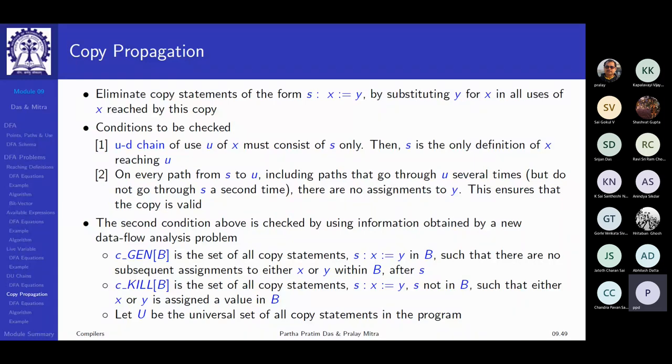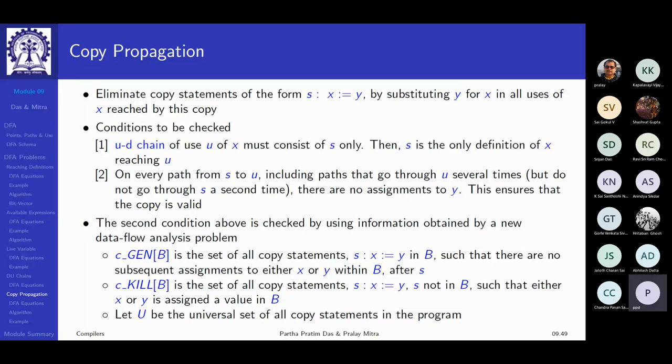So two things which are quite obvious. One is that where I'm replacing, this must be the only definition, so that I can say that X is indeed replaceable by Y. And second is, coming from this copy to the place where it is used and to be replaced, on that path, Y cannot be redefined. So there must not be any assignment to Y. Only then the copy is valid. So these are the conditions to check. Now, the first one we have seen how to do. For the second one, that Y is not assigned, we formulate another data flow problem.